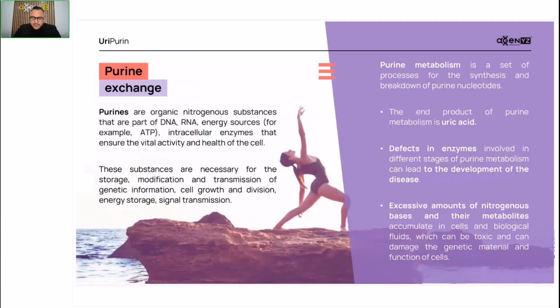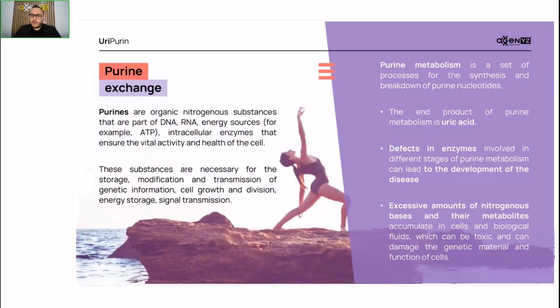First of all, I would like to start with what purines are, basically. Purines are organic nitrogenous substances that are part of DNA, RNA, and energy sources, for example, ATP and intracellular enzymes that ensure the vital activity and health of the cell. These substances are necessary for the storage, modification, and transmission of genetic information, cell growth and division, energy storage, and signal transmission.